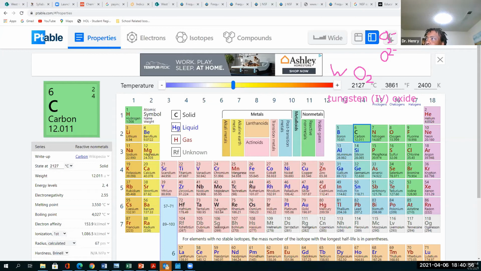There are two oxygens, so that's a total of -4. So that means there's only one tungsten that has to be a +4. So tungsten 4 oxide. Do you get that? Yeah. So we have to pay attention to who the transitional metal is paired up with. That's going to give us its charge. And once we've got its charge, then we can name it correctly. Okay.